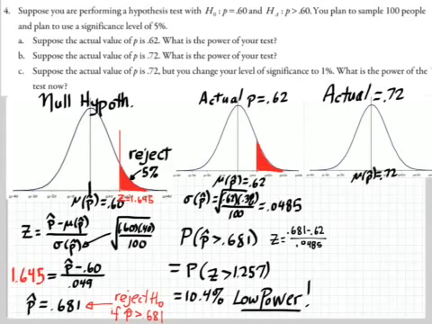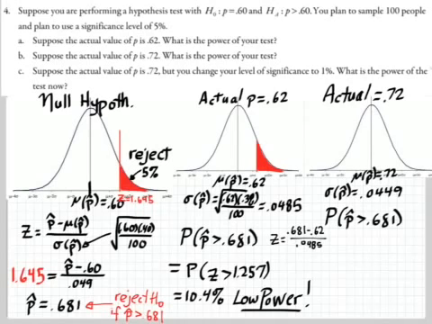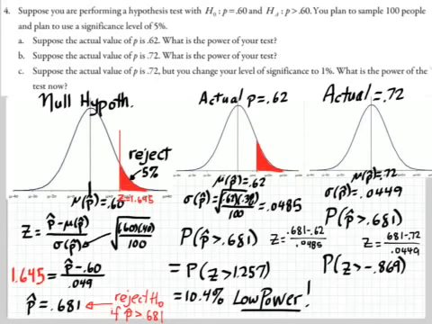In actuality, 72% of each sample will say yes to whatever question we're answering. Not every sample will. There's some variation. And I want to know again what's the probability that we'll get a p-hat greater than 0.681. So I need the z-score. I run through my z-score calculation. I get a z-score of negative 0.869.